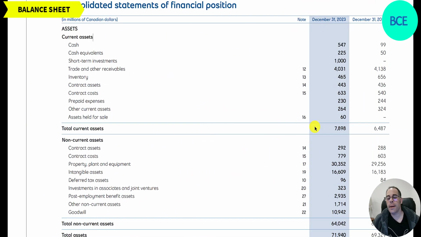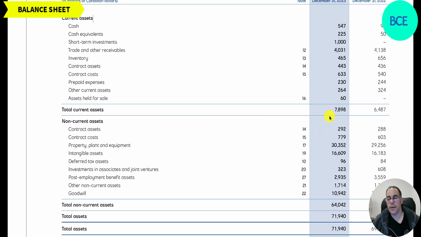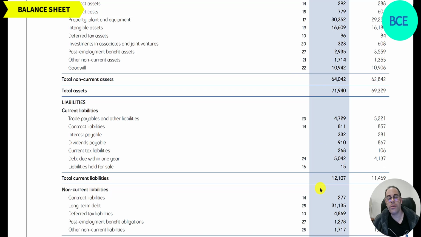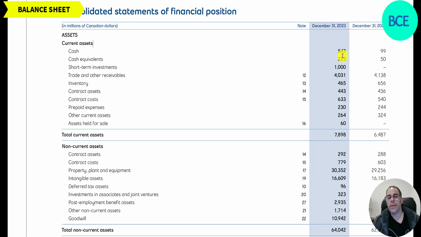Let's take a look at their balance sheet. Current assets of 8 billion. Current liabilities of 12 billion. That's not good. Their current ratio is well below 1. They're going to need to add some debt to get through the next 12 months. They have about 1.8 billion of cash and short-term investments. Receivables 4 billion. This is how much money other companies owe them when they sell on credit.